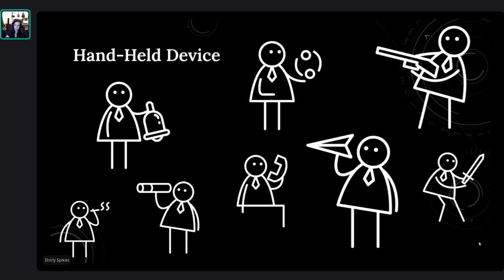Now, a handheld device doesn't have to be a controller. It doesn't have to click on things, and it doesn't have to point at things. It could be so many different things and so many different experiences. And each one of them is going to have a different type of sound attenuation to it.